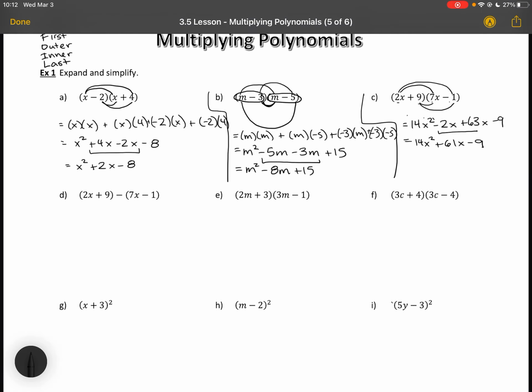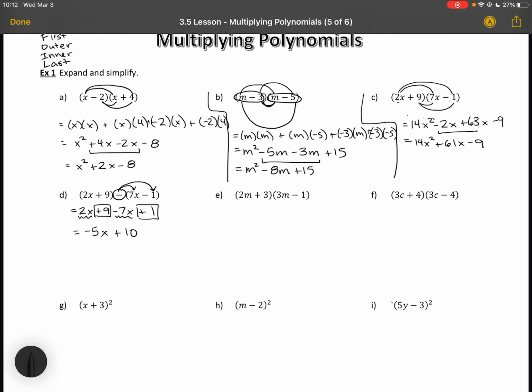Now here is example D. It is not like the first three that I've done because there is a minus sign in between the two terms. This is using the distributive property to expand and simplify. So that minus sign needs to be distributed in to the second set of brackets. But you do not multiply the binomials together in this case because they are separated by a subtraction sign. I can simplify my like terms. 2x minus 7x is minus 5x. 9 and 1 is 10.